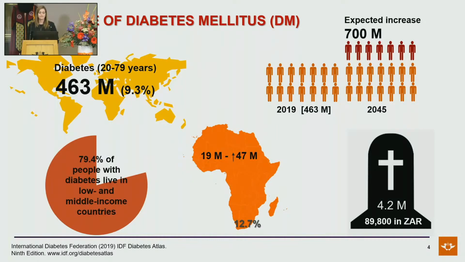In Africa, the estimated number of people with diabetes stands at 19 million, and it is estimated that this number is going to increase by 143% to 47 million. The highest prevalence of diabetes in adults in the African region is in South Africa, with an incidence of 12.7%.